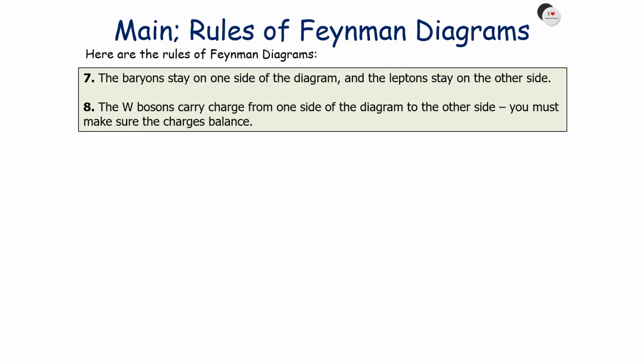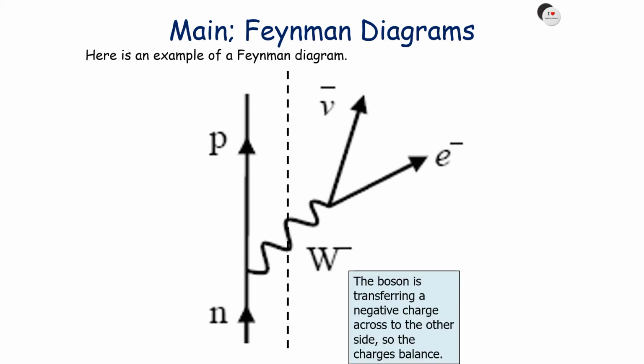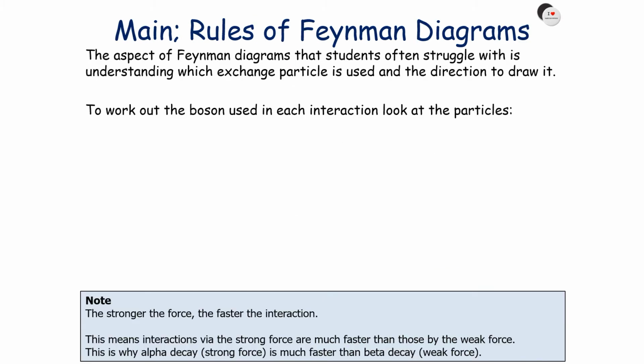The baryons stay on one side of the diagram and the leptons on the other side, and the W bosons carry charge from one side of the diagram to the other, and you've got to make sure the charge is balanced. So here's an example of a Feynman diagram. Baryons are drawn on the left hand side and leptons are drawn on the right hand side. Here the boson is transferring negative charge across to the other side, so therefore all of our charges balance.